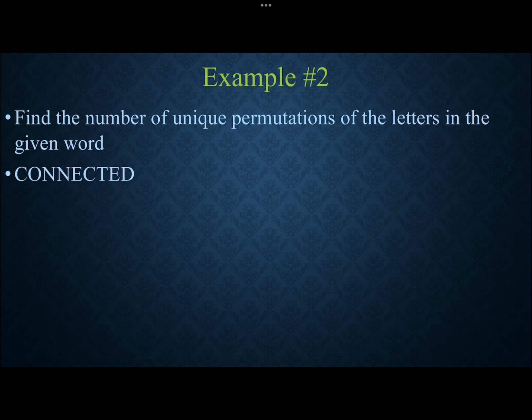If you look at the word connected, this one has a couple letters that are being repeated. We'll see that the letter C is repeated twice. We see that the letter N is repeated twice. And the letter E is repeated twice. The O, T, and D are not repeated, so they're just single letters there. So we would have a total of 9 factorial because there's 9 letters. But on the bottom, there are 3 separate 2 factorials multiplying together, each for the letters that are being repeated.